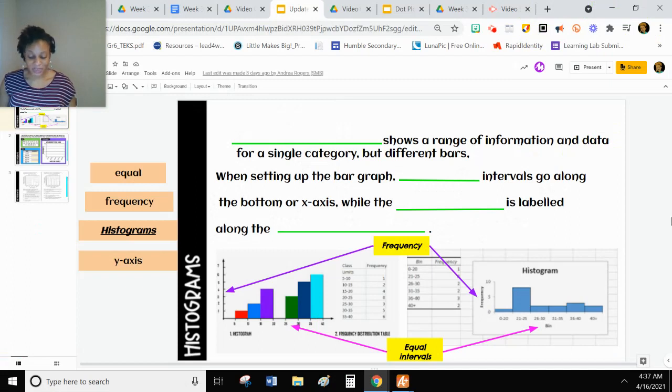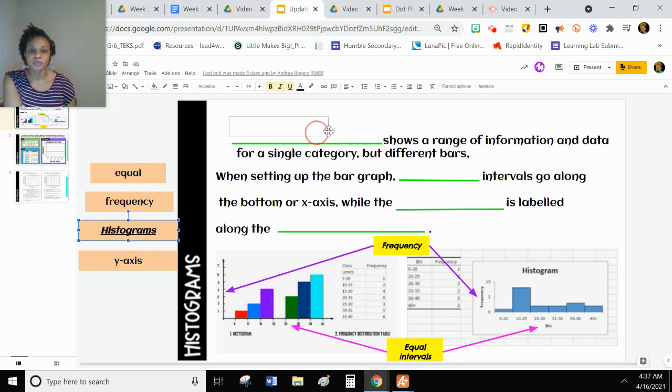Today we're going to be looking at TEK 6.12a, which says represent numerical data graphically including dot plots, stem and leaf plots, histograms, and box plots. We're also going to be looking at 6.13a, which says interpret numerical data summarized in dot plots, stem and leaf plots, histograms, and box plots. So, what's a histogram? I'm so glad you asked.